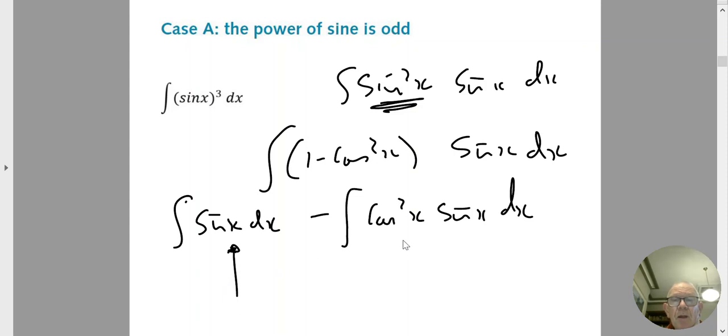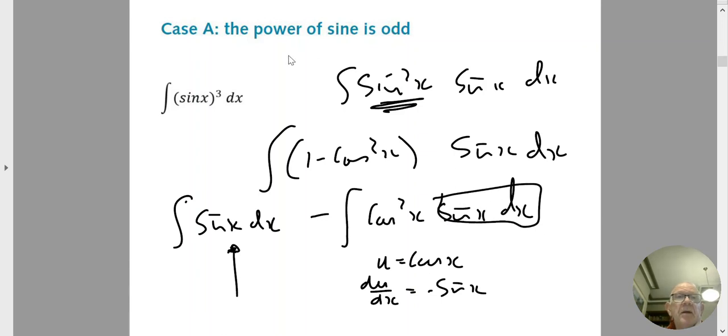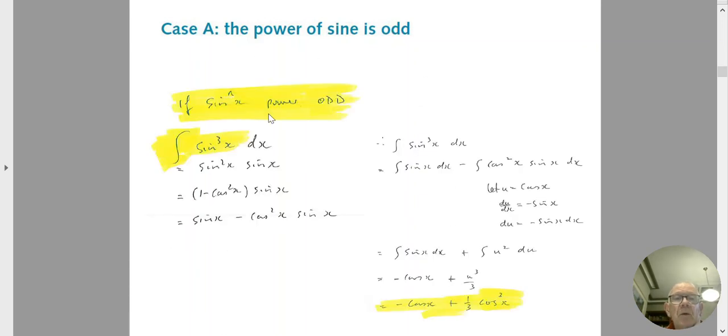This one is antidifferentiable. This one, if I make u equal to the cos of x, du/dx equals the negative sine of x, and I can use the sine of x dx to do a replacement. What does that look like? It looks like this. So my sine cubed became sine squared times sine. I replaced my sine squared with this, therefore these two, and end up with two separate integrals, and that ends up being my answer.